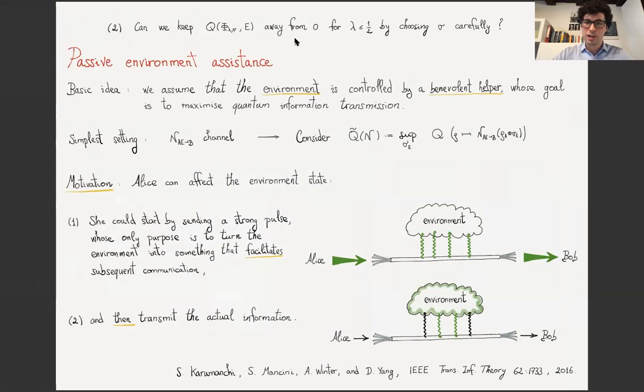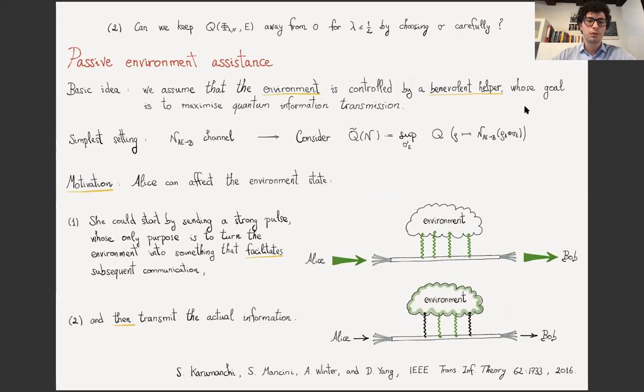Okay, so to explain why we care about this, let me make a brief detour and talk about what is called a passive environment assisted quantum capacity. The concept has been laid out in this beautiful paper by Karumanchi et al. a few years ago. I won't go into the fully general scheme, because it's much more general than we actually need. But I recommend reading the paper.